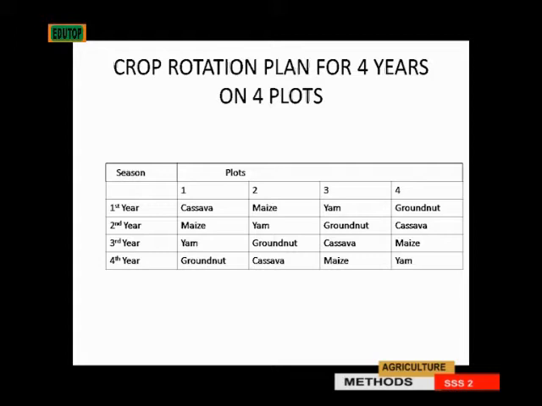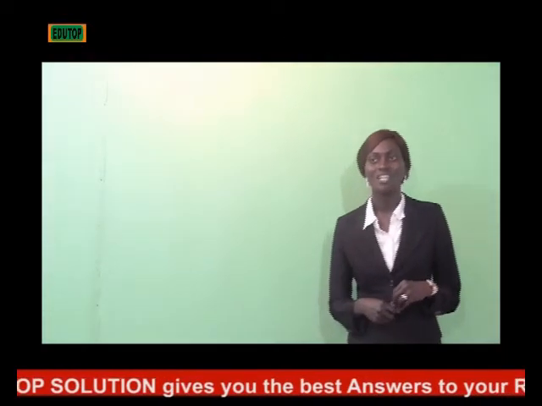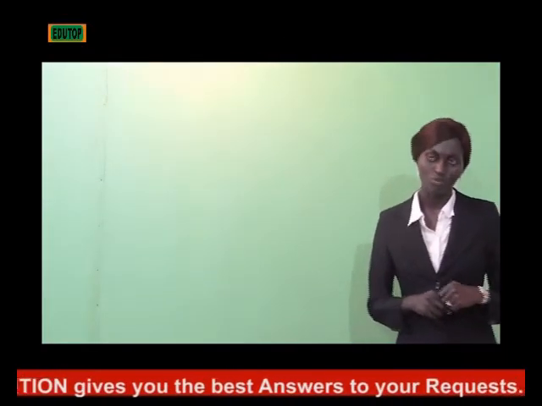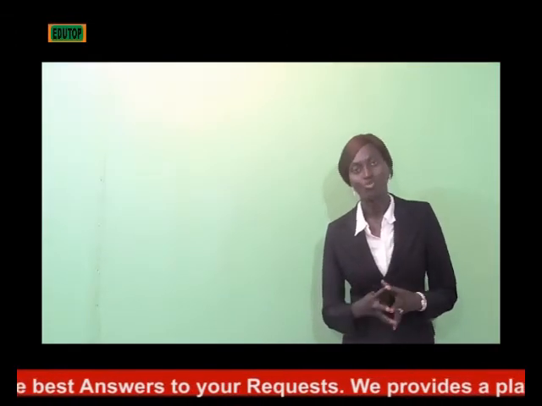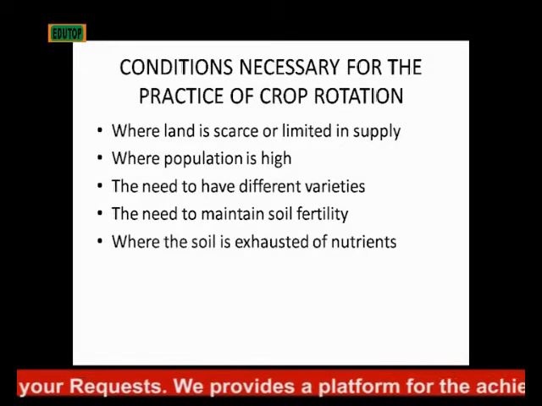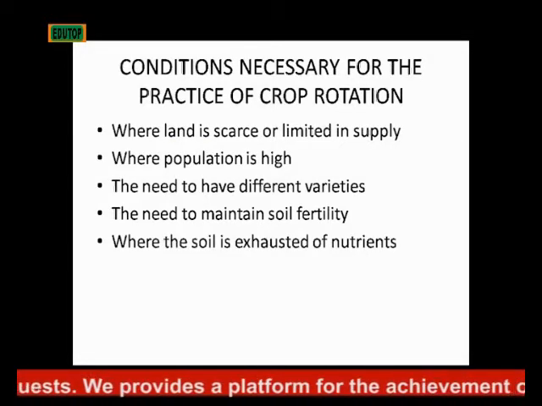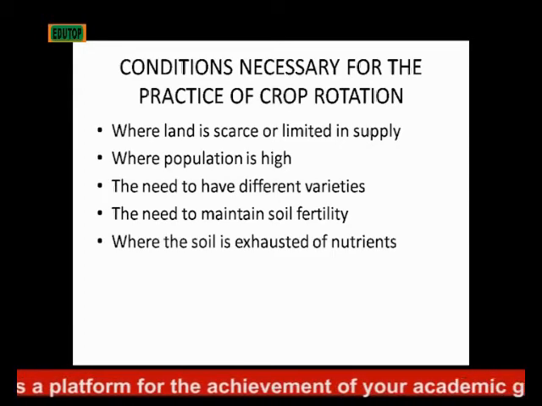So when you look critically at this table, you discover that a surface-rooted plant follows a deep-rooted plant. You don't find a deep-rooted plant following another deep-rooted plant. Now, what are the conditions that are necessary for practicing crop rotation? When or why should you practice crop rotation? Number 1, when you have scarcity of land, when land is scarce or you have limited supply of land, you should do crop rotation. It will help you to maximize your land.